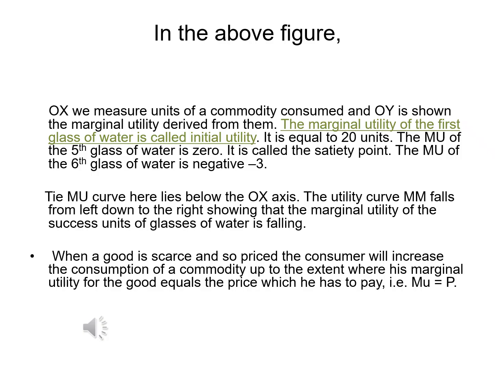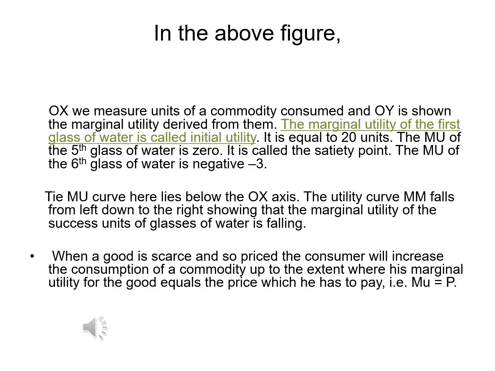In summary, the second part of the graph shows that after the satiety point, marginal utility becomes negative because additional consumption creates disutility. The graph also explains consumer equilibrium through the condition MU equals price, according to which a rational consumer continues consuming a commodity until the additional satisfaction obtained from the last unit exactly equals the price paid for it. This graphical analysis provides a complete understanding of the law of diminishing marginal utility and its practical applications in consumer behavior and managerial decision-making.